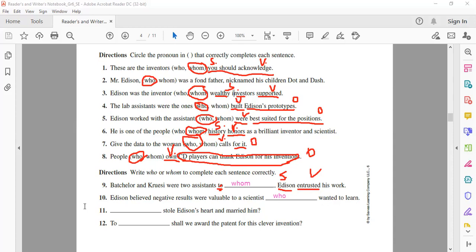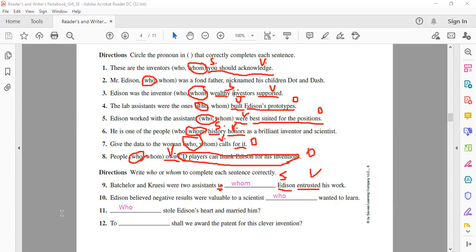Number 11, Ghalia. Who stole Edison's heart and married him. Ghalia, are you there? Yes, who. Excellent, because we are asking about a person who stole Edison's heart.